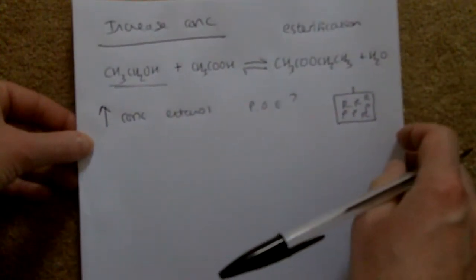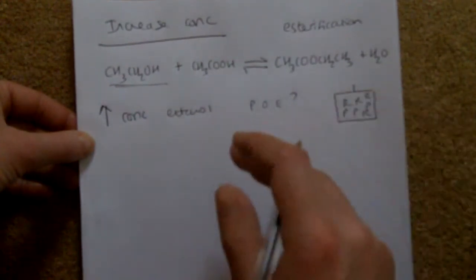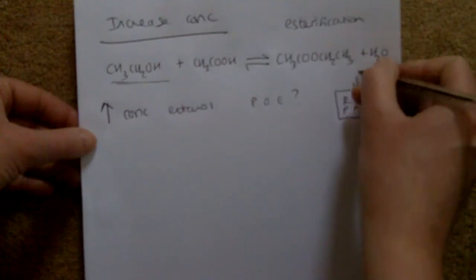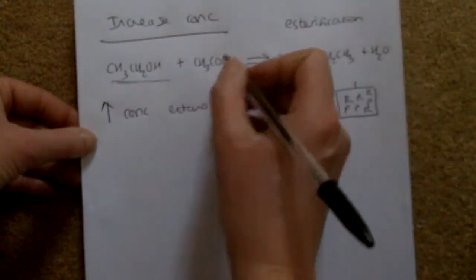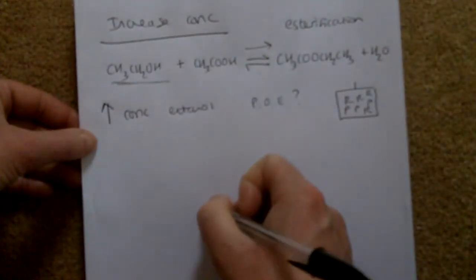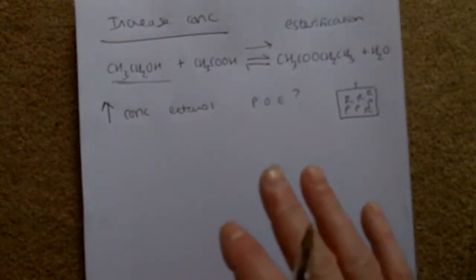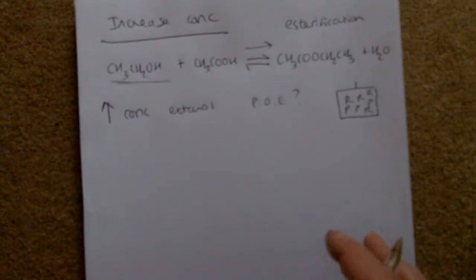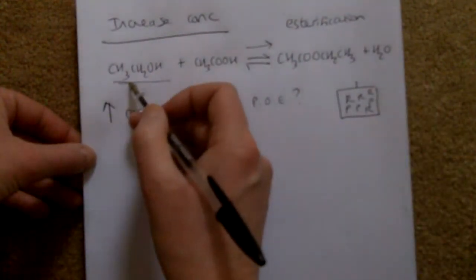It is not in equilibrium anymore. The rate of the forward reaction does not equal the rate of the reverse, because we've messed about with it. We've taken the lid off and put more reactants in. So now the forward reaction is going to be faster than the reverse reaction. But at some point, the equilibrium will restore and come back to what it should be.